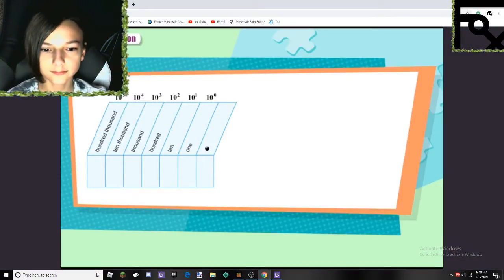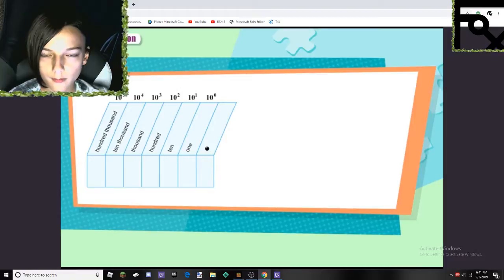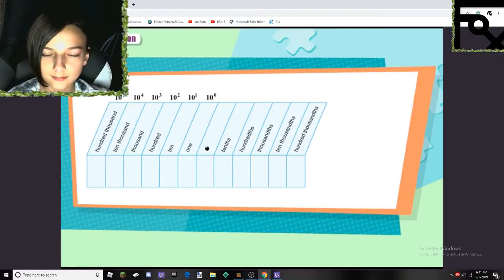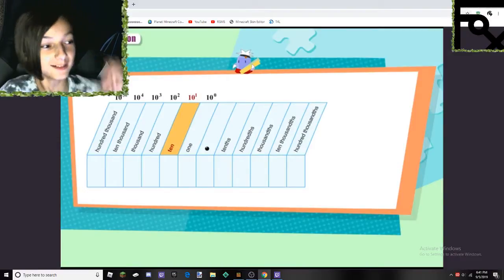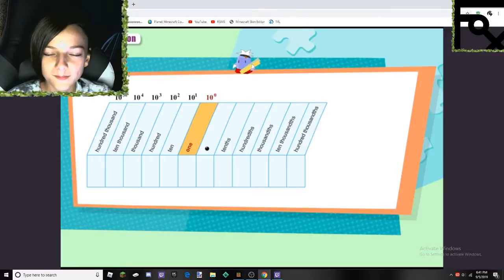Okay, we've reviewed powers of 10 for place values to the left of the decimal point, but what about the powers of 10 for place values to the right of the decimal point? That is, tenths, hundredths, thousandths, and so on. Well, let's look at the pattern here. We know that 100 is written as 10 to the power of 2, 10 is written as 10 to the power of 1, and 1 is written as 10 to the power of 0.